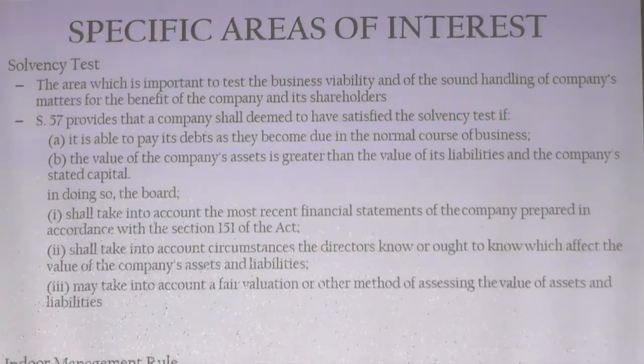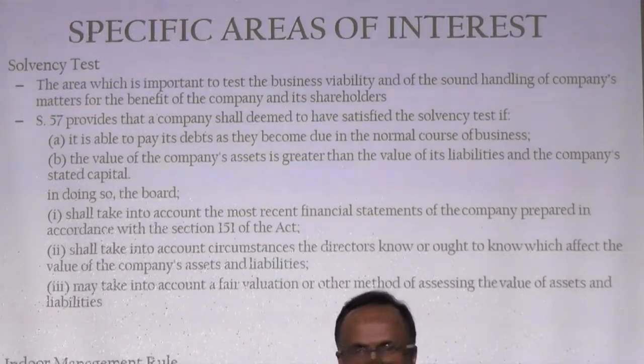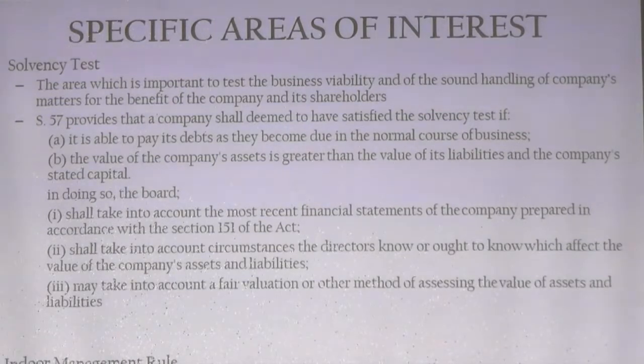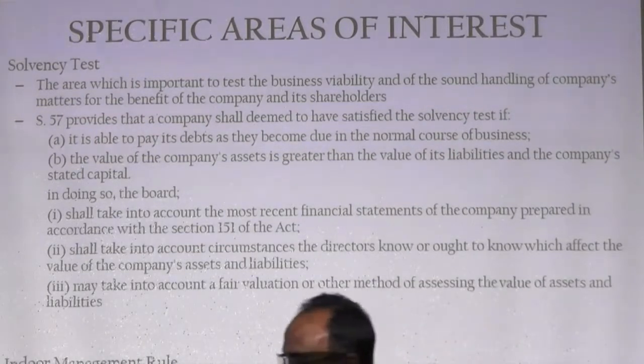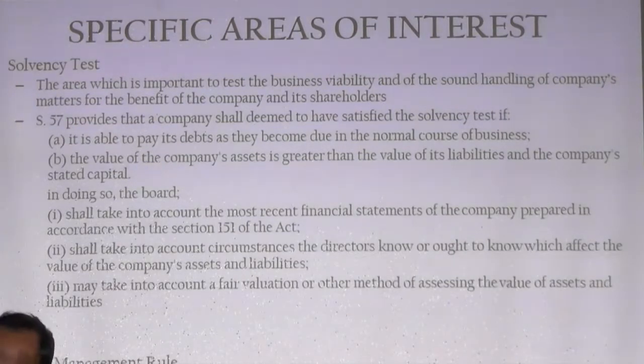In doing so, the board also has a huge duty cast upon them. The board shall take into account the most recent financial statements of the company prepared in accordance with section 151 of the Act. So, the board needs to go through the most recent statements of accounts and financial statements of the company in order to ascertain whether the company is solvent, and also shall take into account circumstances the directors know or ought to know which affect the value of the company's assets and liabilities, so that the directors are aware of the company's assets and liabilities at any given time and have acted prudently in terming the company as solvent.